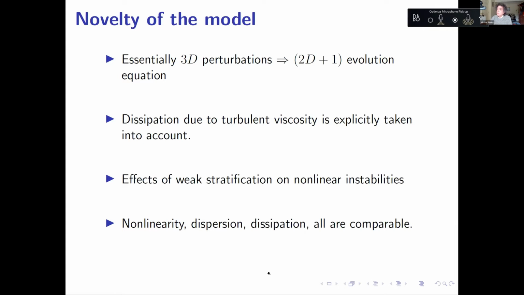Okay, what is the novelty of the model? The model deals with essentially 3D perturbations, which leads to 2D plus 1 nonlinear evolution equations, and dissipation due to turbulent viscosity is explicitly taken into account, and it plays a role. We are considering here very weak stratification, but it does considerably affect the development of nonlinear instabilities, which is kind of unexpected, and nobody looked into this problem. We consider the situation when nonlinearity, dispersion, and dissipation are all comparable.